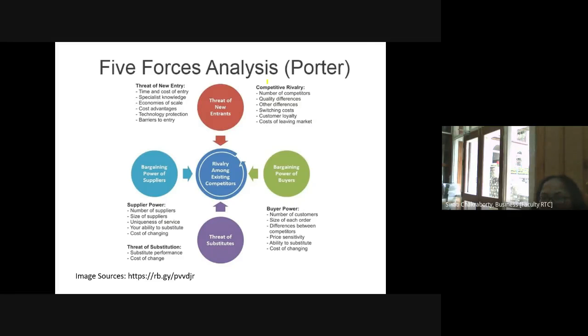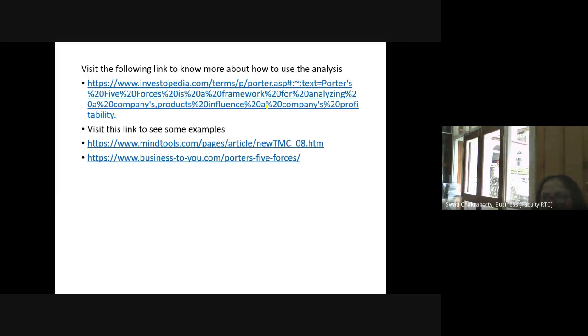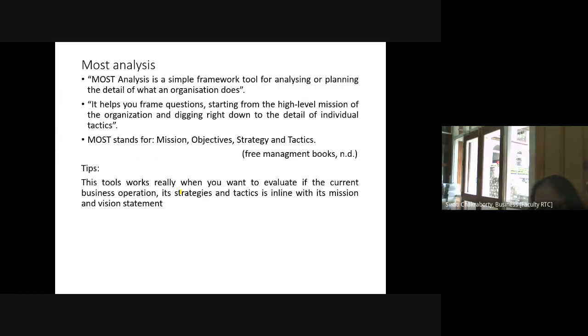So this is the diagram of Porter's Five Forces that we have. And these are some of the links that we have which would help you to get more detailed information about Porter's Five Forces.